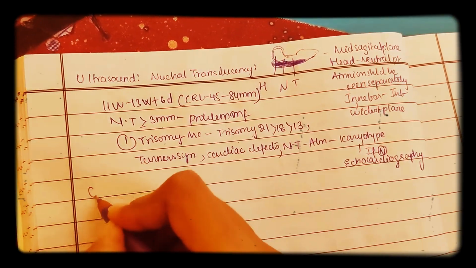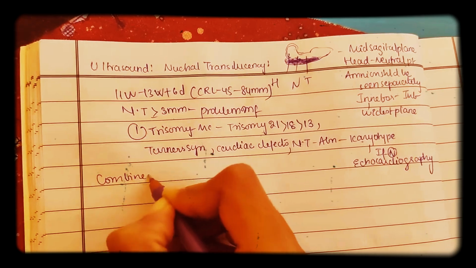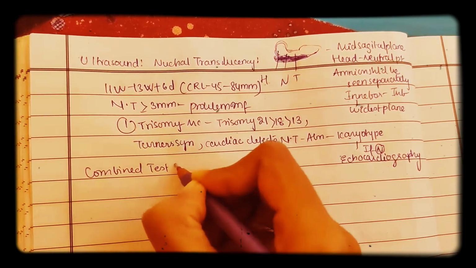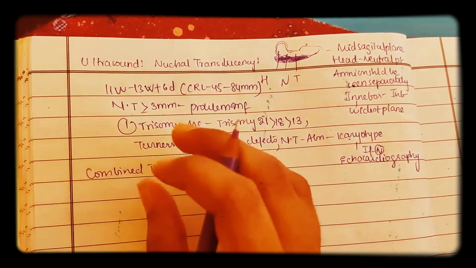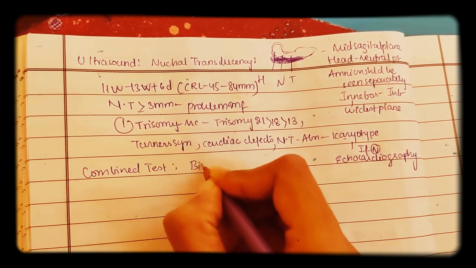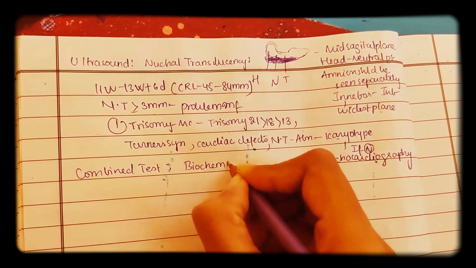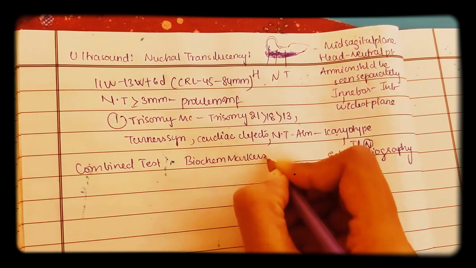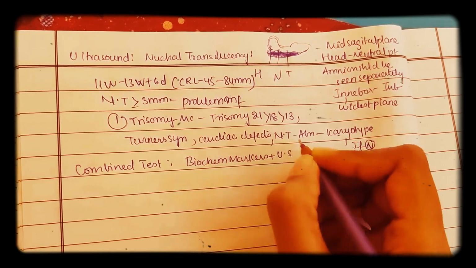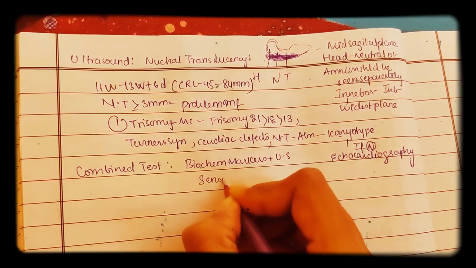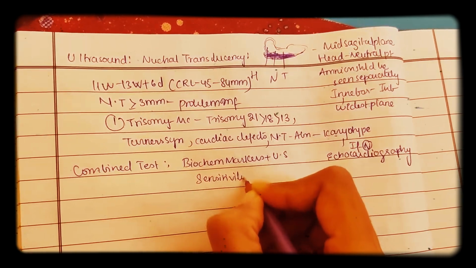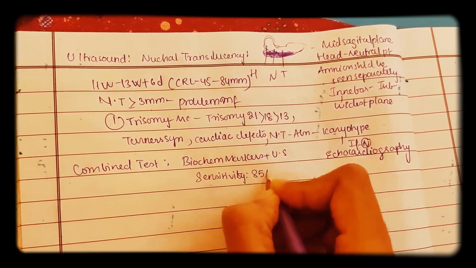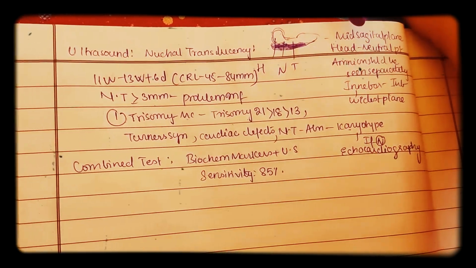Okay, so now coming to the combined test. What is this combined test? That is, you are doing both biochemical markers and ultrasound. So you will check for biochemical markers and also you will check for ultrasound. And the test sensitivity is 85%, like 85% accuracy you can see in the combined test.